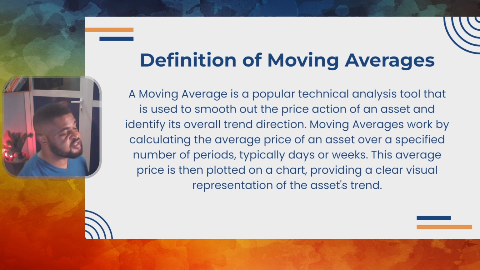A moving average is a popular technical analysis tool that is used to smooth out the price action of an asset and identify its overall direction, that is the trend direction. Moving averages work by calculating the average price, like the name suggests, of an asset over a specified number of periods, typically days or weeks. This average is then plotted on the chart, providing a clear visual representation of the asset's trend. I hope that is clear enough.